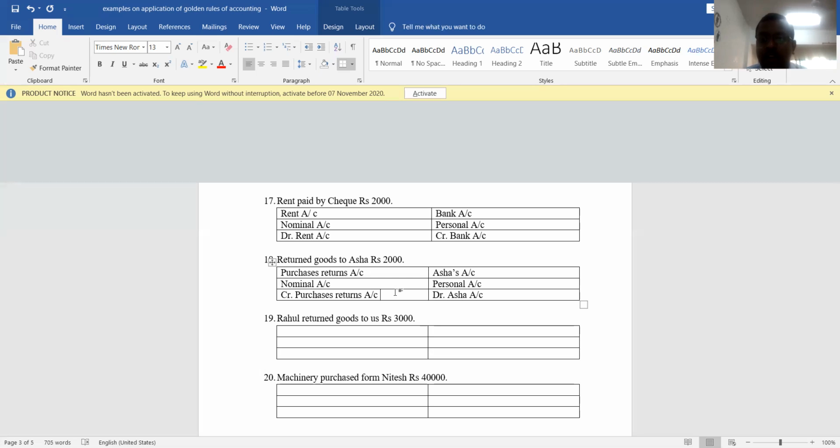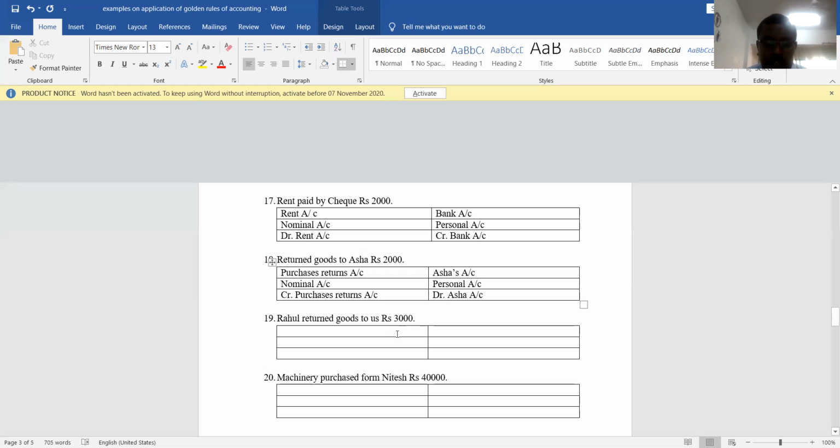Once again, I will make it very clear. Purchases should be debited and purchases return should be credited. Why should purchases be debited? Because they are expenses to the business. Then which one should be credited? Purchases return should be credited because it is income to the business. A reduction in expenses is nothing but income. So with this assumption, usually we credit the purchases returns account.